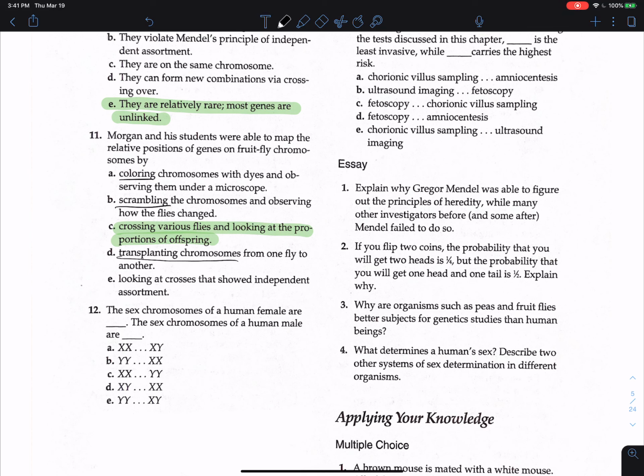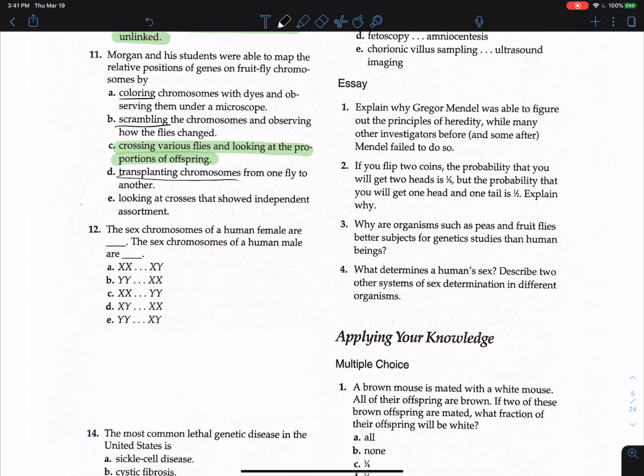And then E says looking at crosses that showed independent assortment. Really depends on how many genes you're actually looking at. But in this case, if you're trying to map the positions of seemingly all the genes for the fruit fly chromosomes, yeah, good luck with that. So we'll go with C here.